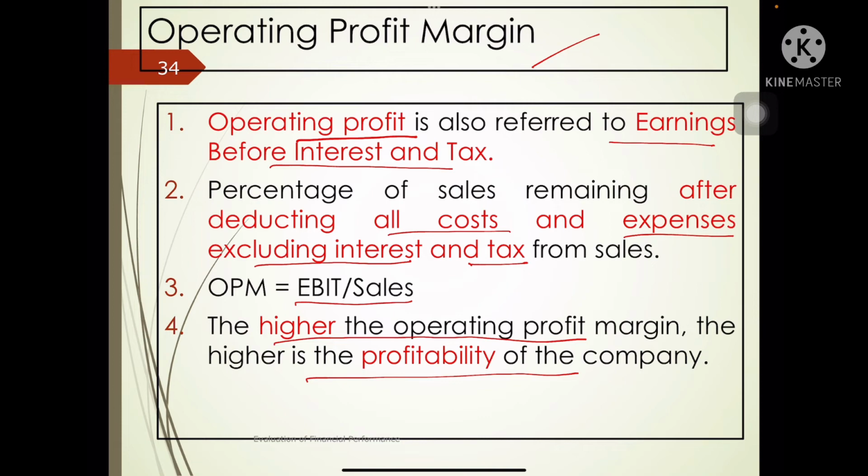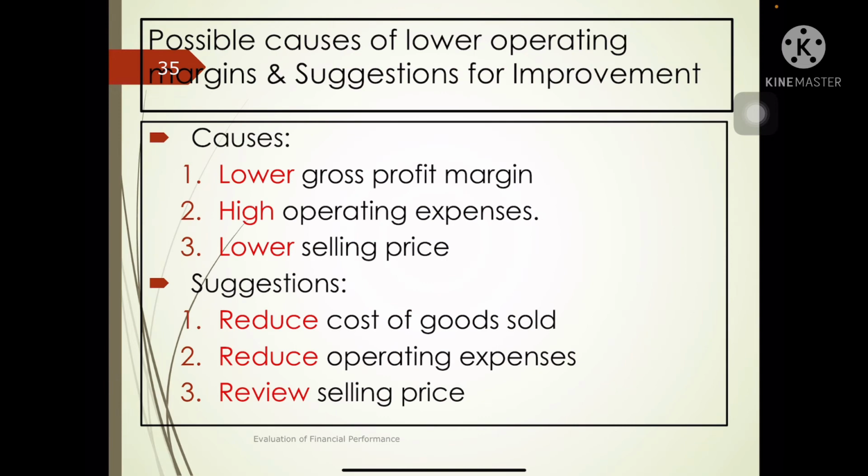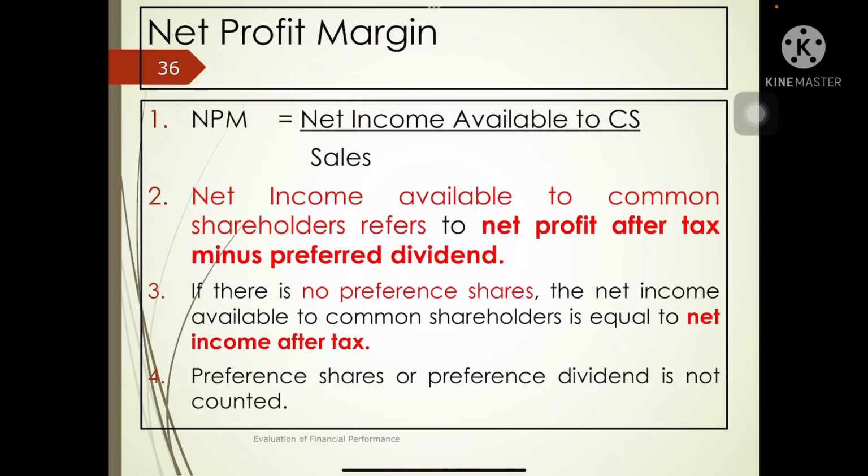Alright, so these are the possible causes of lower operating margin and suggestions for improvement. The causes are a lower profit margin, high operating expenses, and a lower selling price. These will impact the operating margin. So what we have to do is reduce cost of goods sold, reduce operating costs, and also review our selling price.